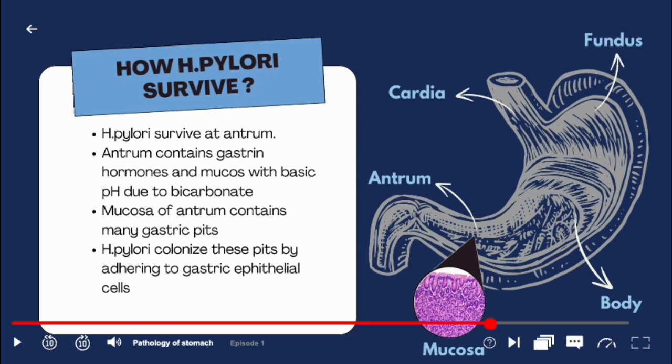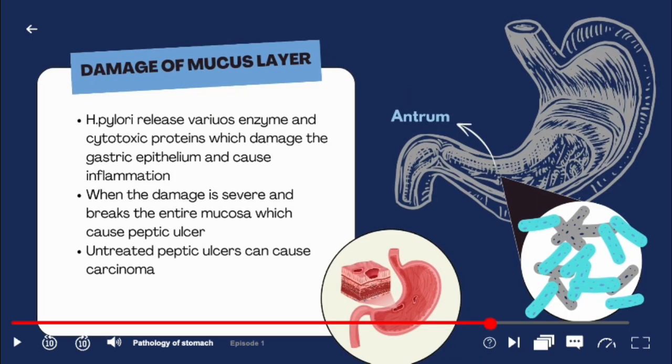The mucosa of the antrum contains many gastric pits. Helicobacter pylori colonize these pits by adhering to the gastric epithelial cells. It is protected from above by the mucosa layer secreted by the antrum. Helicobacter pylori have an enzyme called urease. It converts urea into ammonia, which neutralizes the acidity of gastric juice. Therefore, urease and the mucus secreted by the gastric antrum save Helicobacter pylori from the gastric acid, which is low in pH.